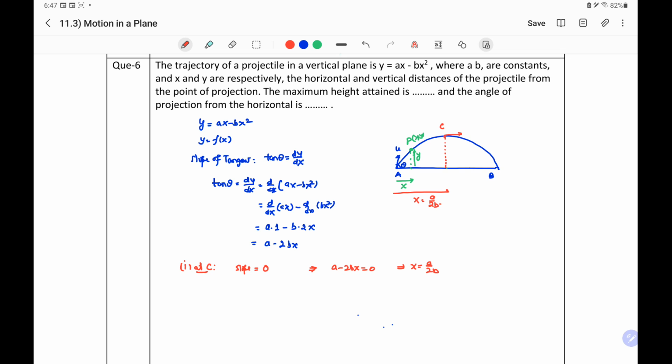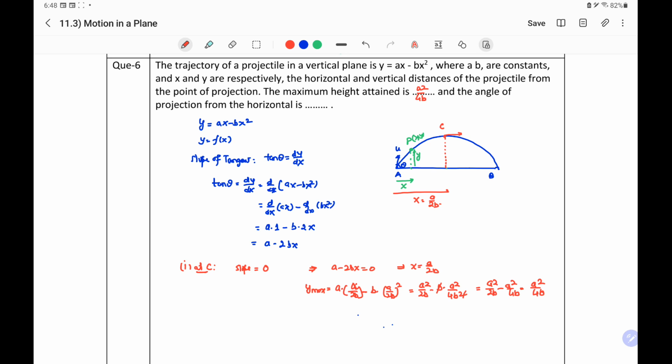And for this, the maximum height will be y max, which will be equal to a into, substituting the value of x, a by 2b, minus b into a by 2b square. So it is equal to a square by 2b minus b into a square by 4b square. One b gets cancelled, so it is equal to a square by 2b minus a square by 4b. So it will be equal to a square by 4b. So the maximum height attained is a square by 4b.